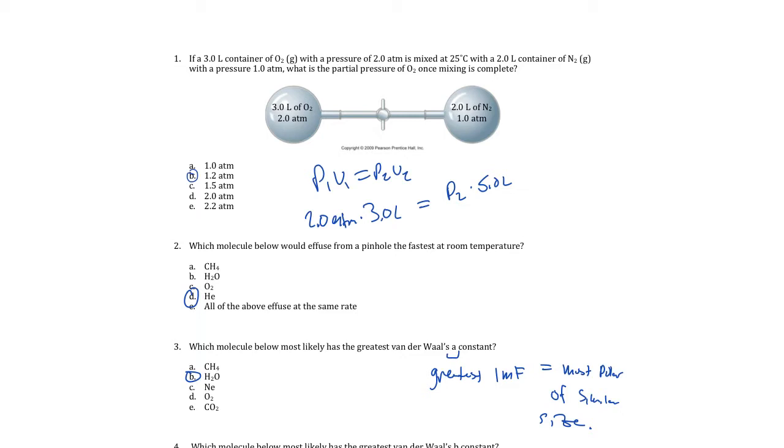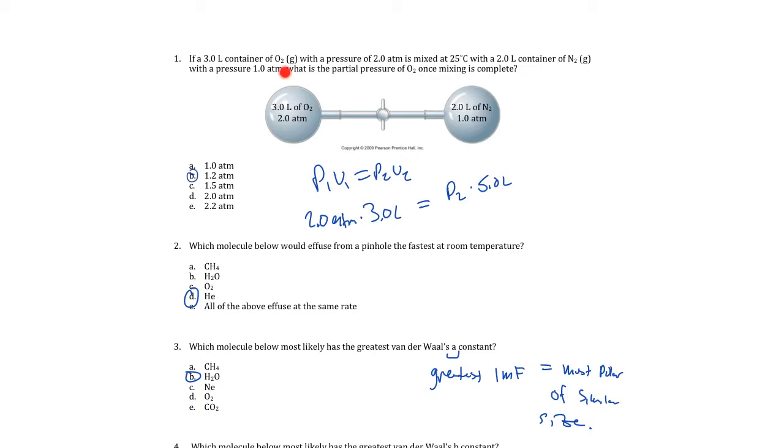So we have 3 liters of O2 with a pressure of 2 atm at 25 degrees C being mixed with 2 liters of N2 that's at 1 atm. What is the partial pressure of O2 once the mixing is complete? Now, you can do a few things here to think about this problem.